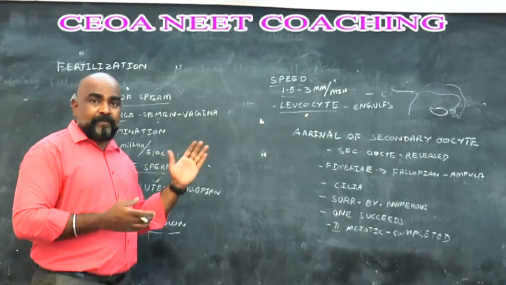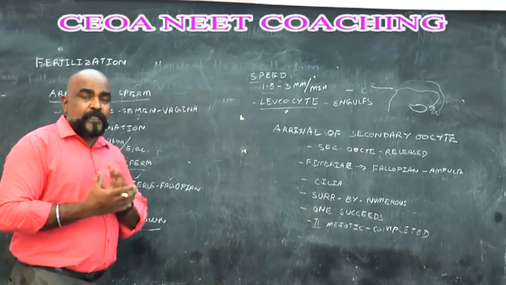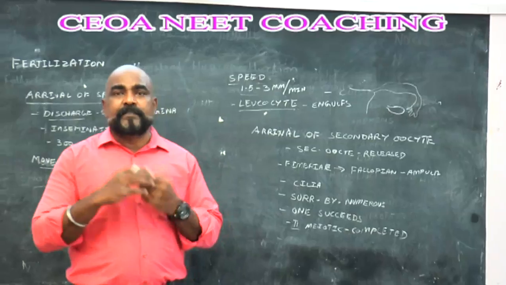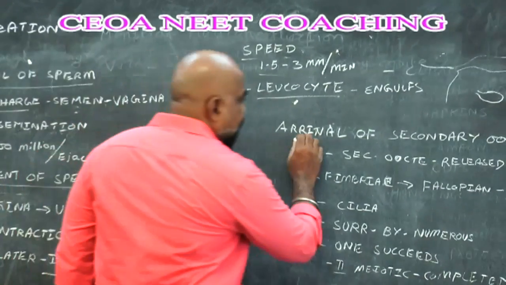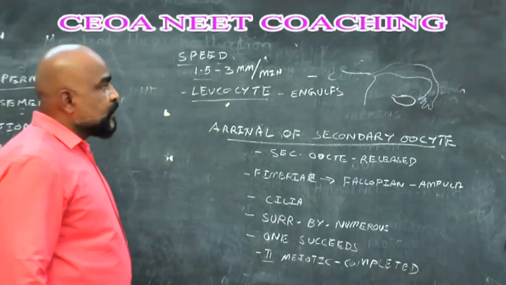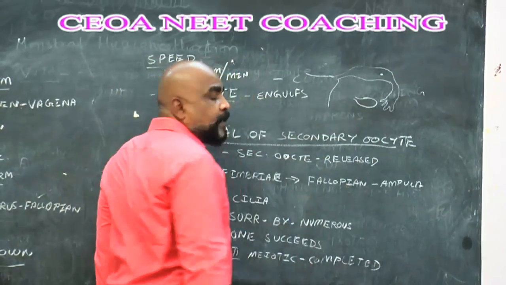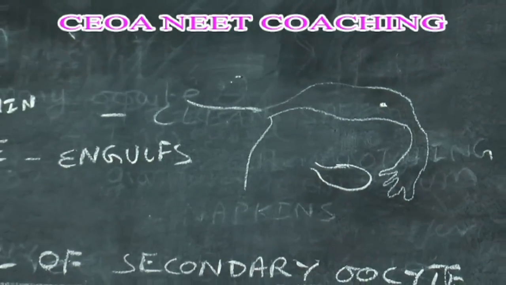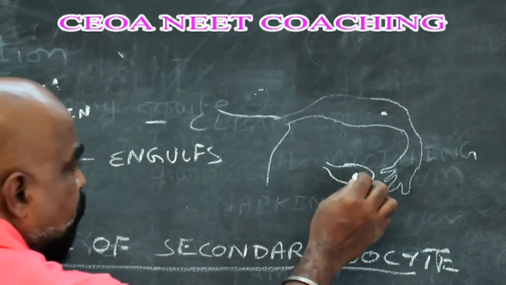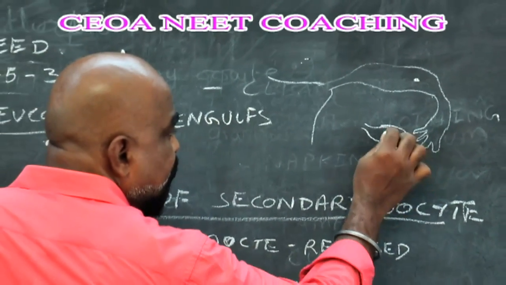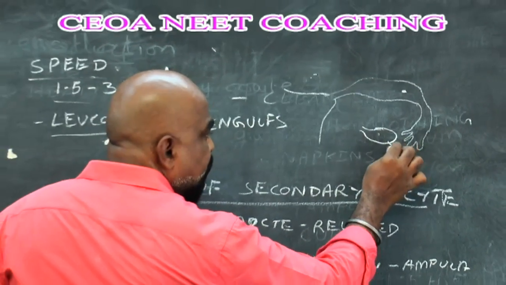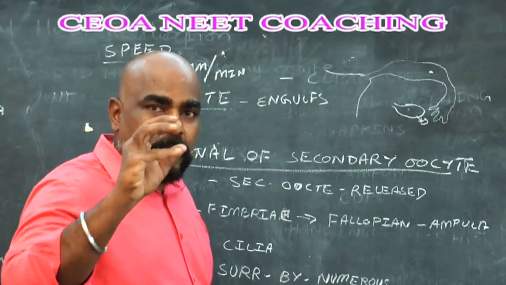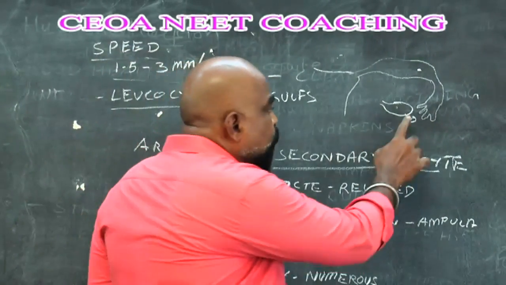Now that we have seen the arrival of the spermatozoa, it has to fuse with the egg. So the egg has to reach there. How is that happening? Let's see the arrival of the secondary oocyte. This is the ampulla where the egg and the sperm are going to fuse to form the zygote. The secondary oocyte is released from the ovary. This is the ovary, so it is released from here. It will be caught like this by the fimbriae and pushed into the infundibulum.